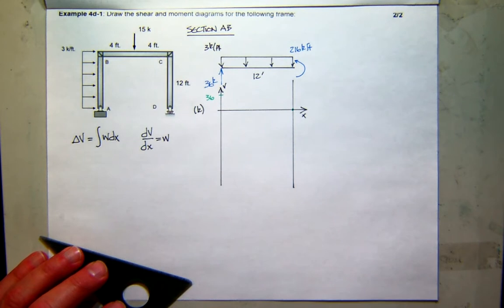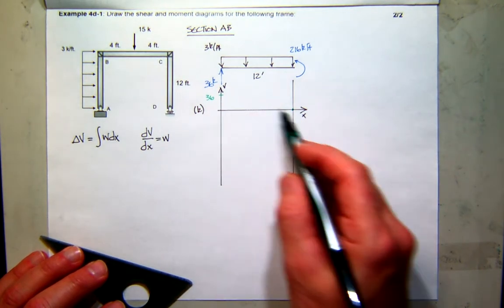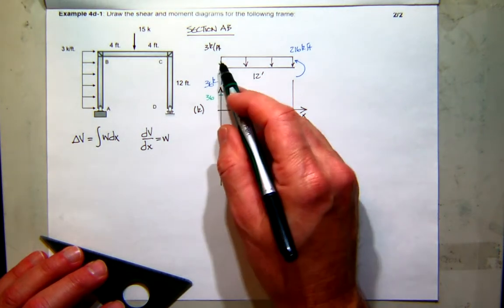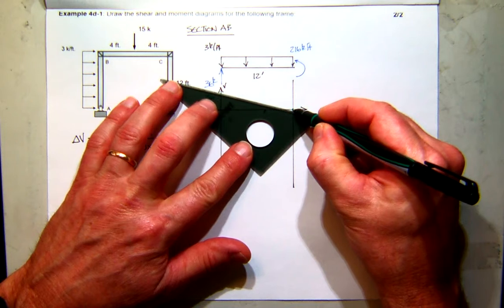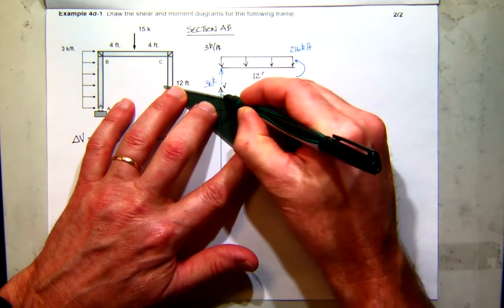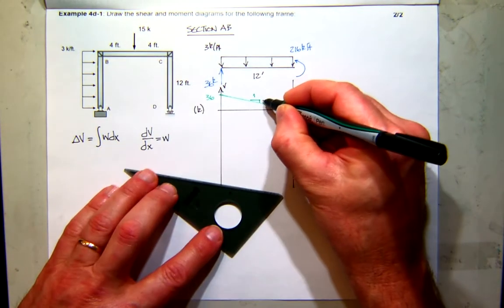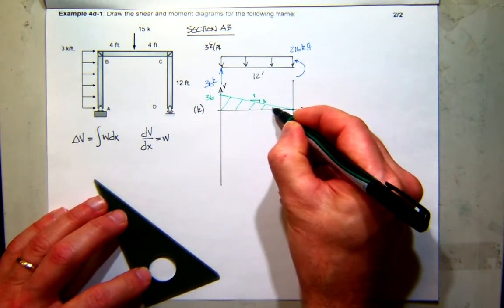So that works great. And then the slope of the shear diagram is given by the load. So the load is always 3, and it's always negative. So we get a constant slope. In fact, if we wrote it, the slope would be negative 3. So there's my shear diagram.